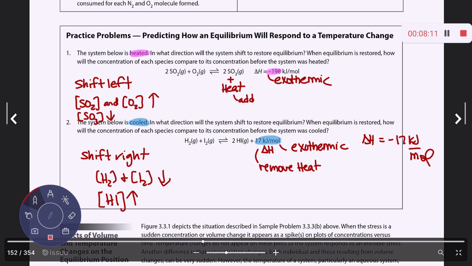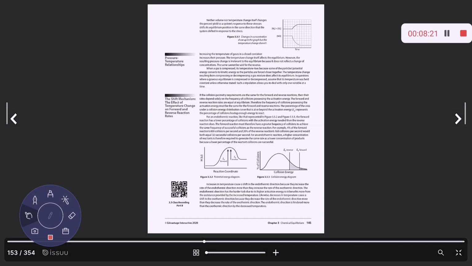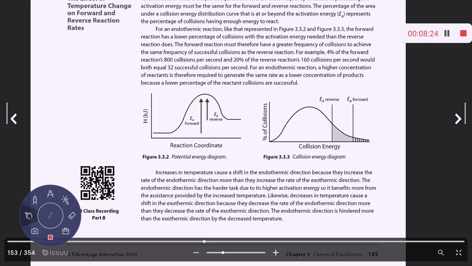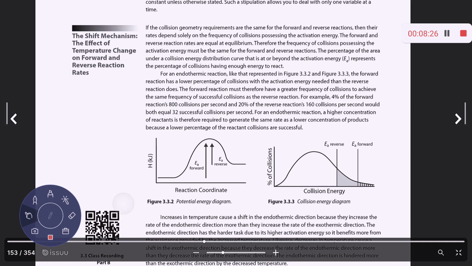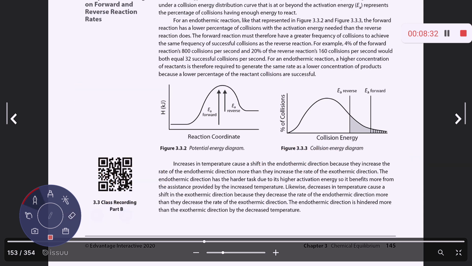Okay. All right, now let's see what else there is to talk about. I'll let you guys read through this on your own. There's really not much to highlight. The only thing that I want to highlight here is that when you increase the temperature, the endothermic direction is generally affected more.